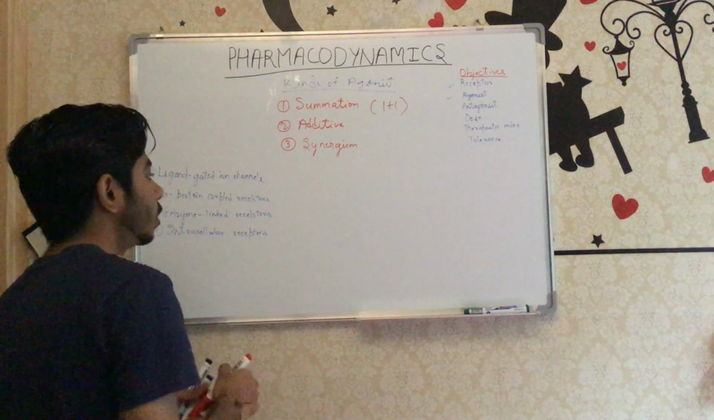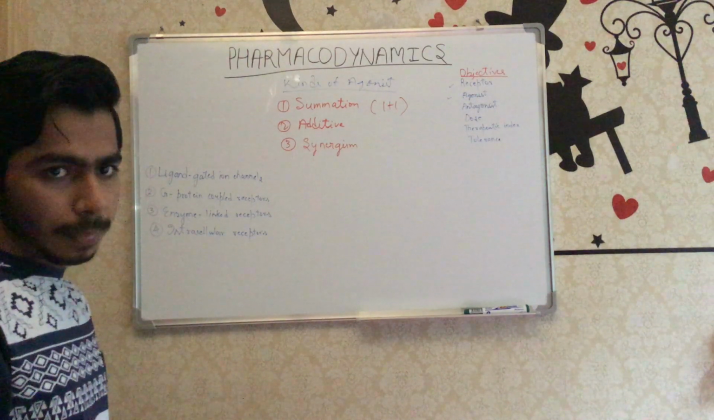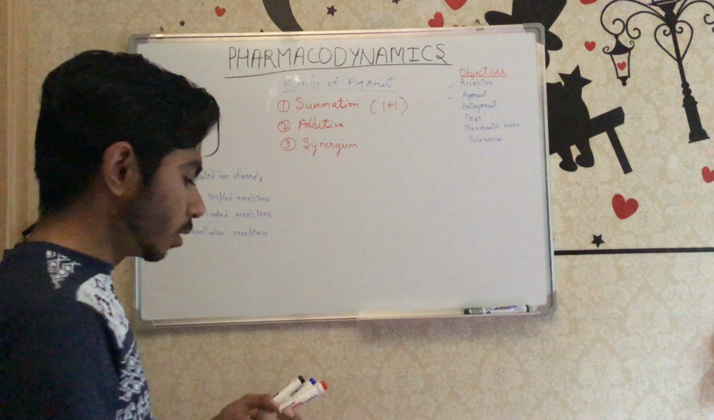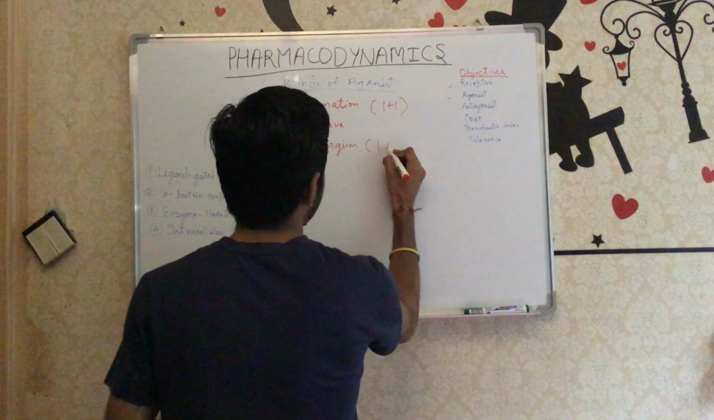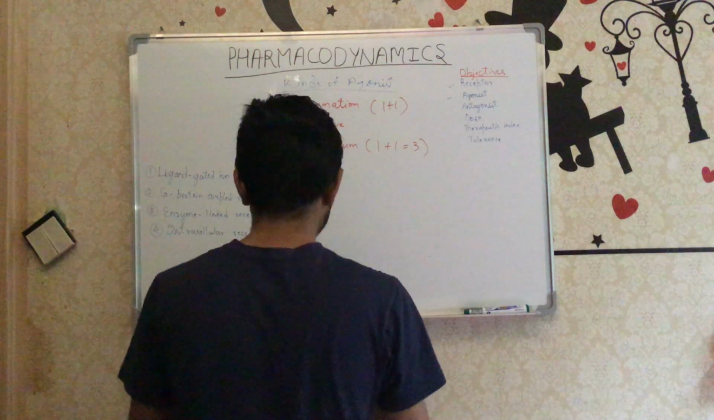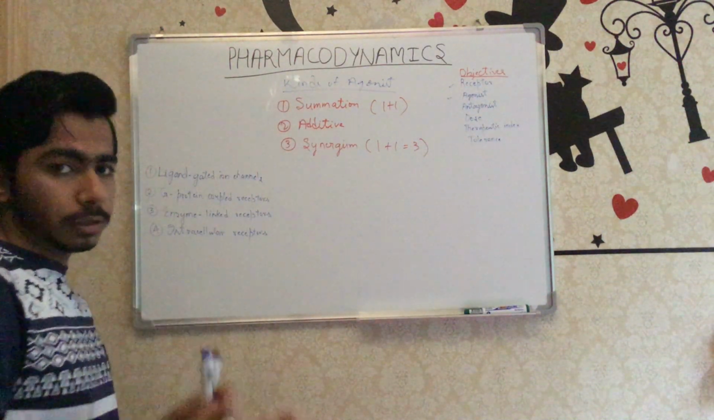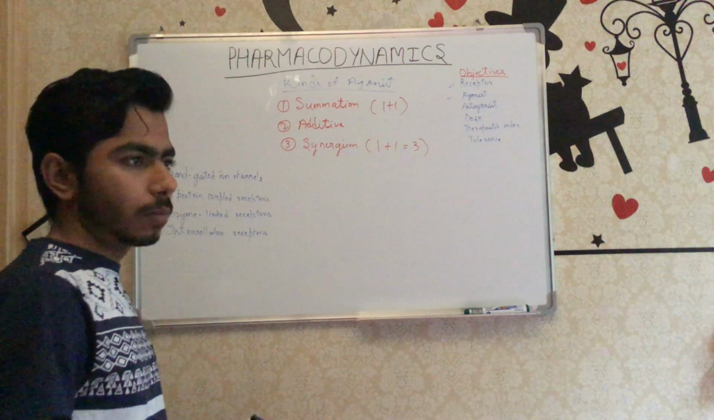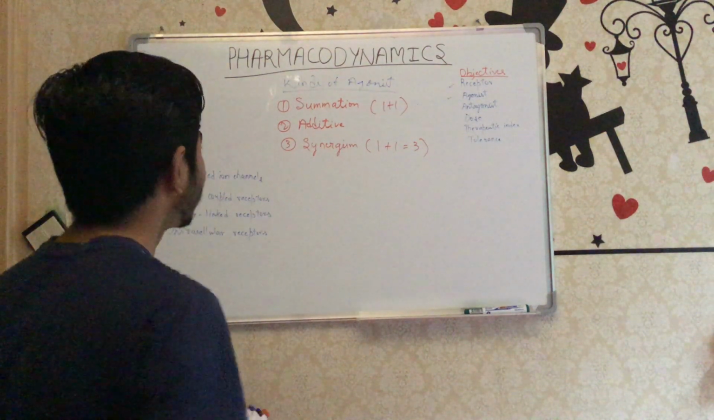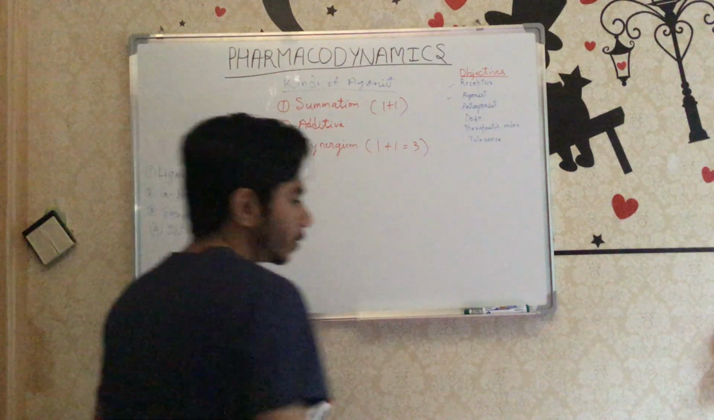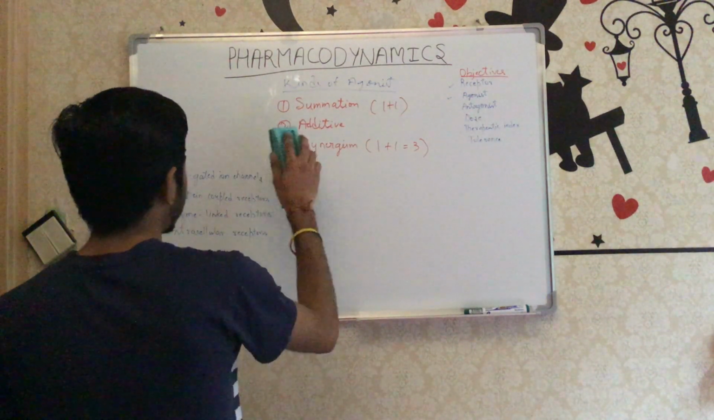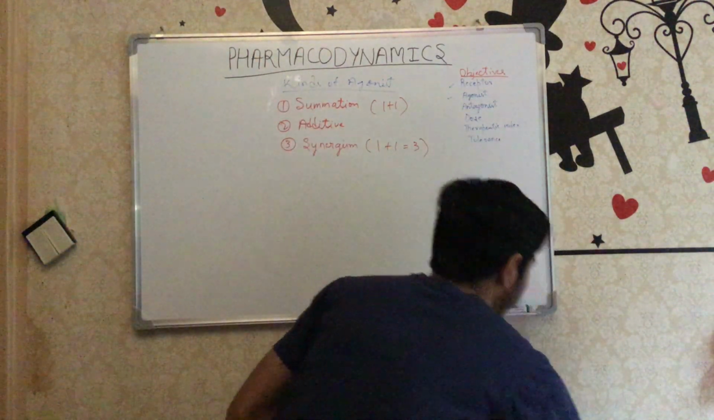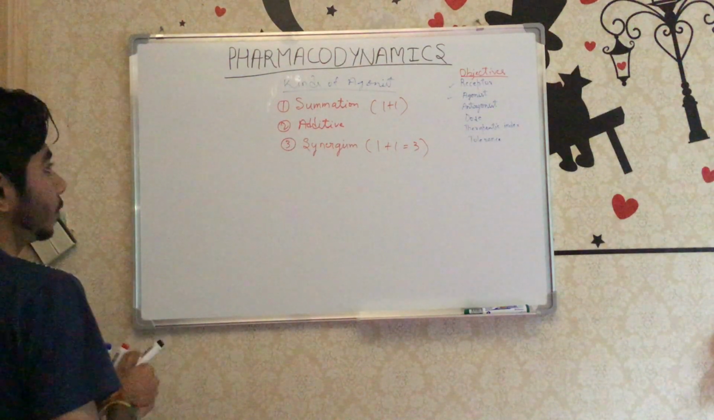While in synergism, there is a combined effect of drugs, but the combined effect of those two drugs is more than the individual one. So we term it 1+1=3, which means two combined drugs would have a higher quality of effect on our body than the individual ones. So after discussing agonists, I would like to talk about antagonists.